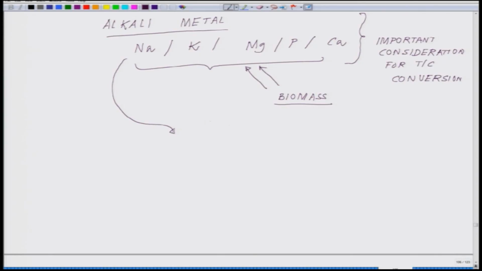These are mixed up with ash, which just contains a lot of silica or silicon. So these alkali metals mixed with the silica present in the ash form something like a sticky mobile liquid phase.